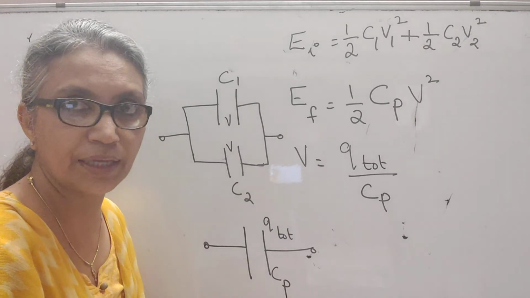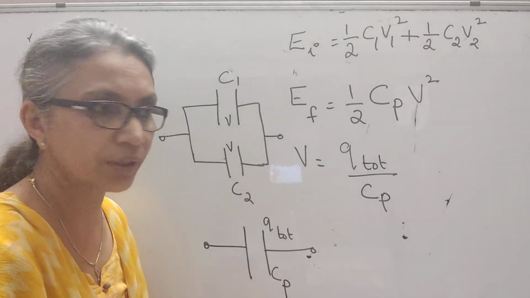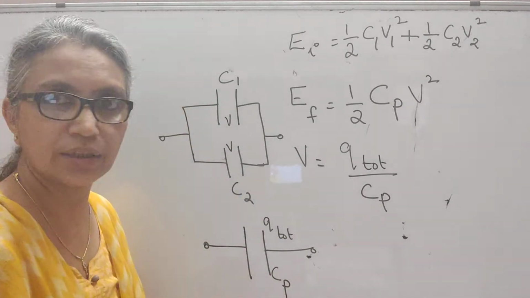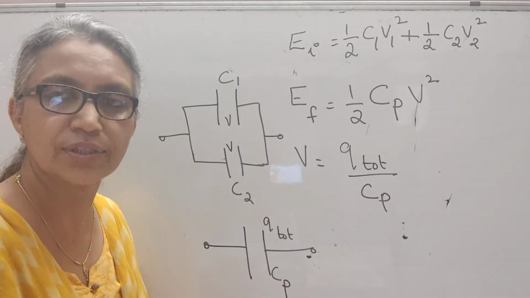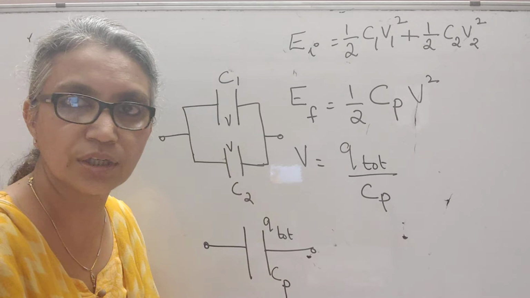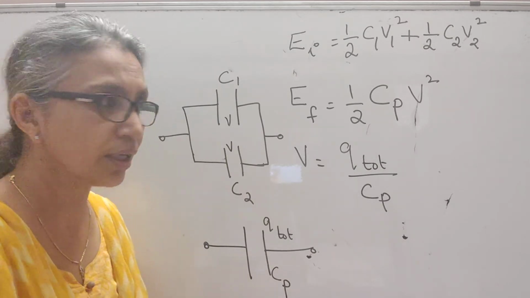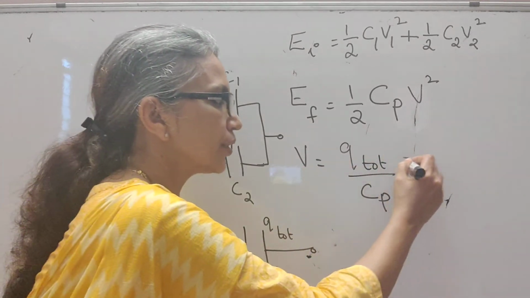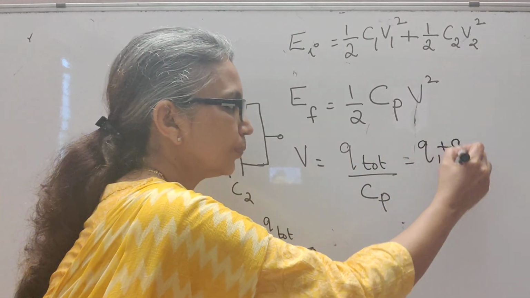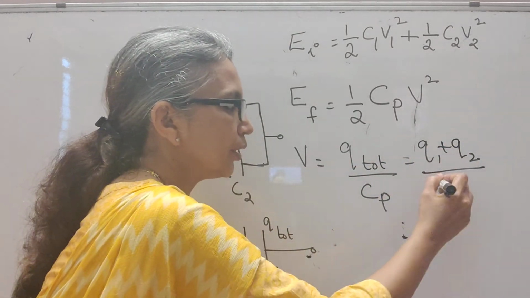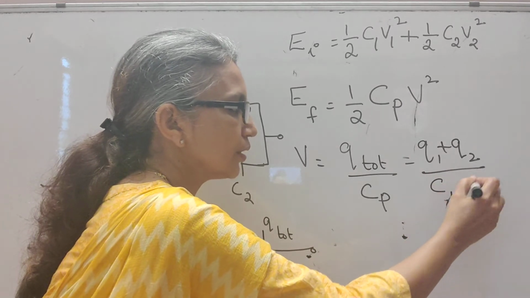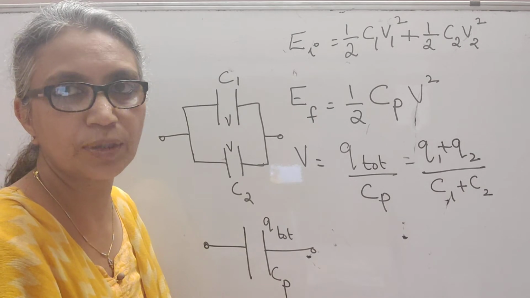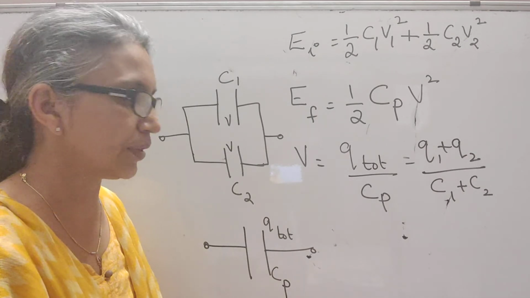Before we connected it in parallel, C1 had a charge Q1 and C2 had a charge Q2. Even after you connect the two together, Q total should still be Q1 plus Q2, because no charges are lost, no charges are gained. They have simply shared it among them. So the Q total must still be Q1 plus Q2, divided by Cp, which is C1 plus C2, because we just derived that the effective capacitance of two capacitors in parallel is C1 plus C2.